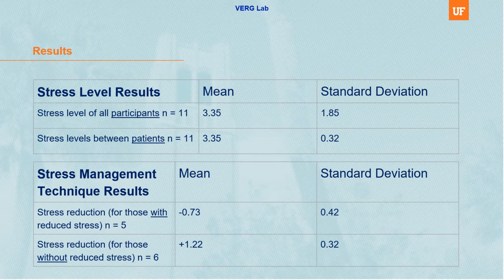We also looked at stress management technique results. We found that the stress management technique did not seem to work for some, while it did work for others, it seemed. We cannot conclusively say this, but we were able to see that the mean for those that it worked with saw a reduction in the stress levels of about 0.73, and for those who did not see an improvement in their stress levels from the stress management technique, saw an increase in their stress levels of about 1.22.